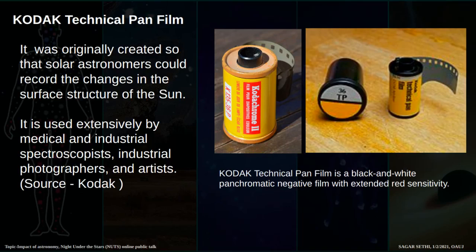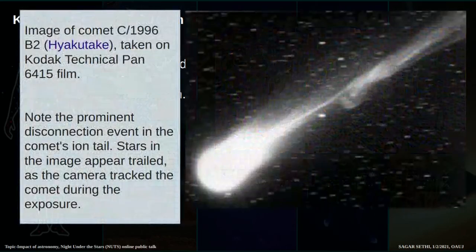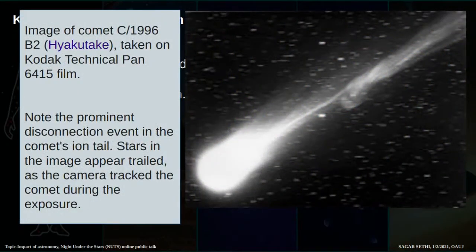So now you think, what is the big deal about this technical pan film? But think about that time, when no CCDs or CMOS sensors had been developed. This technology was quickly taken over, or maybe quickly applicable in the astronomy field. And this is an image of a comet that was taken using this film.